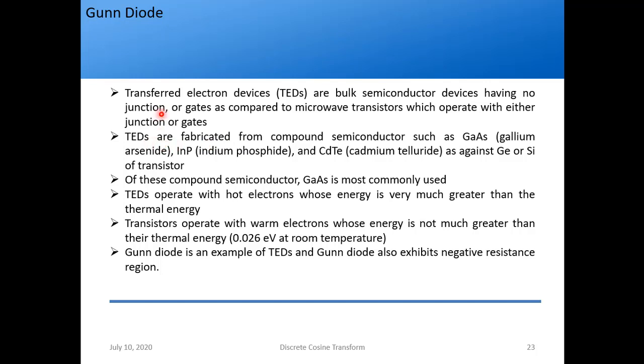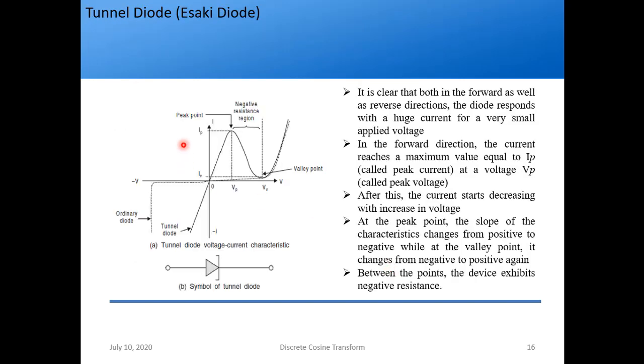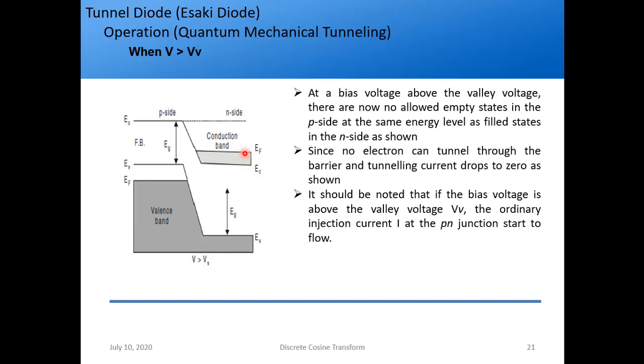So if you see the TEDs, which are transferred electron devices, they are fabricated in fact from compound semiconductors such as gallium arsenide, indium phosphide, or cadmium telluride. But usually GaAs is commonly used. Okay, and what is used in a normal diode is germanium or silicon. So that is not the case here. And the TEDs operate with hot electrons as compared to warm electrons which are used by transistors. So Gunn diode is an example of TED which exhibits again negative resistance regions which we saw in the tunnel diode. So we saw a negative resistance region here, right? So same thing we will again see in Gunn diode.